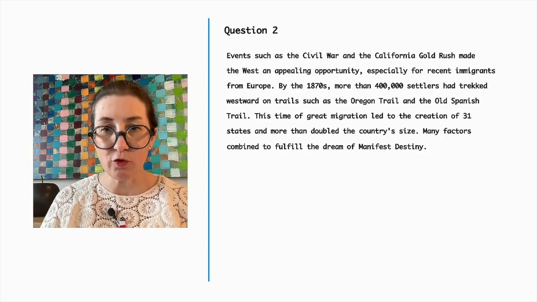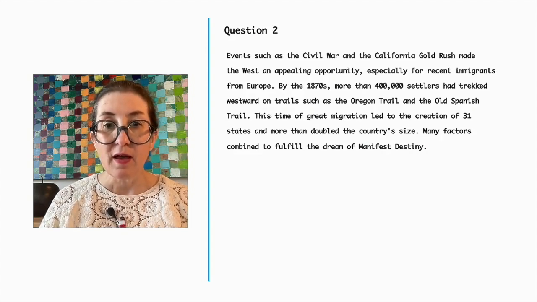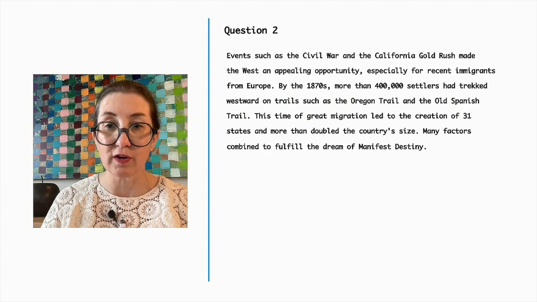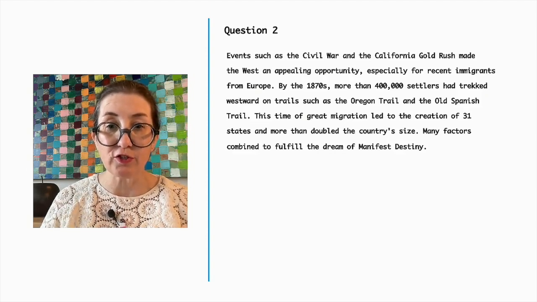Events such as the Civil War and the California Gold Rush made the West an appealing opportunity, especially for recent immigrants from Europe. By the 1870s, more than 400,000 settlers had trekked westward on trails such as the Oregon Trail and the Old Spanish Trail. This time of great migration led to the creation of 31 states and more than doubled the country's size. Many factors combined to fulfill the dream of manifest destiny.